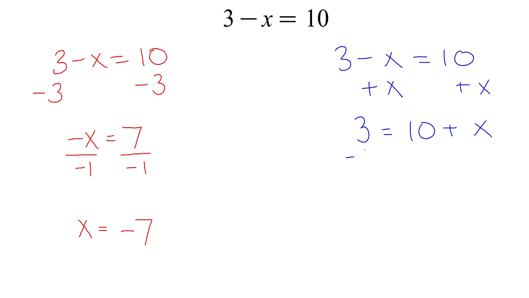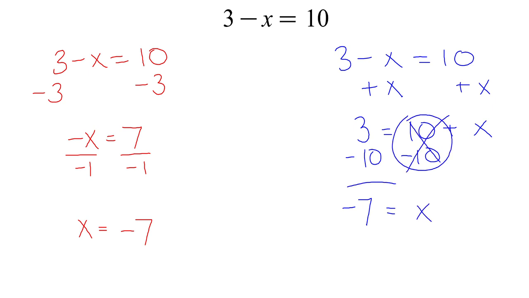We'll subtract 10 from both sides because the 10 is what's not attached to the x and on the same side as it. And 3 minus 10 is negative 7. And 10 minus 10 cancels out, giving us just x equals negative 7. So again, regardless of which method you choose to use, you're going to get the same answer.